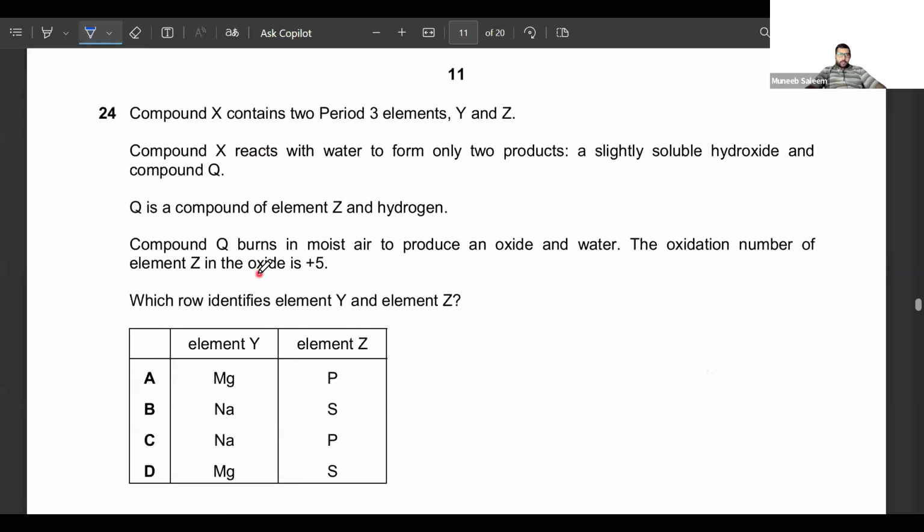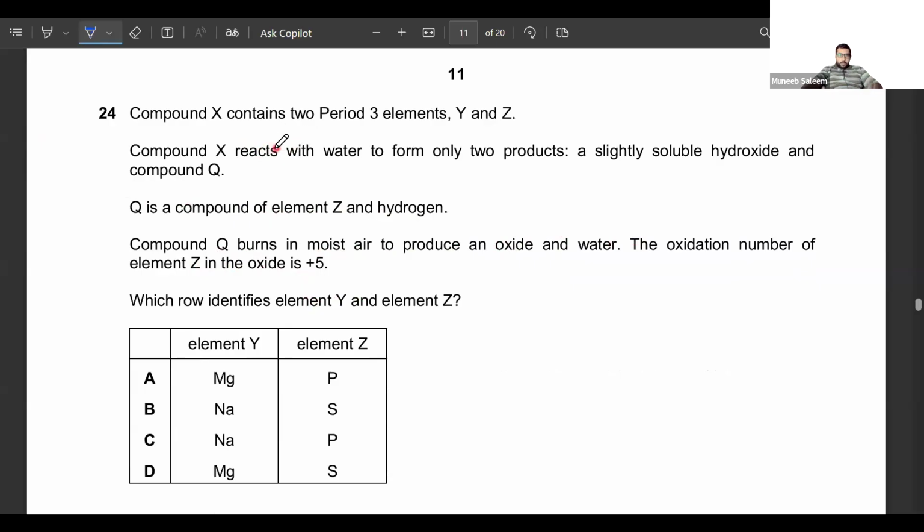Now, question number 24. Compound X contains 2 period 3 elements, Y and Z. Compound X reacts with water to form only 2 products, a slightly soluble hydroxide and compound Q. It also says that Q has element Z and hydrogen. Q burns in oxygen to produce an oxide and water, where the oxidation number of Z is +5. We have to identify the two elements present in compound X.